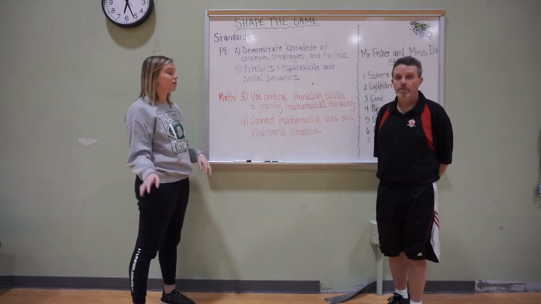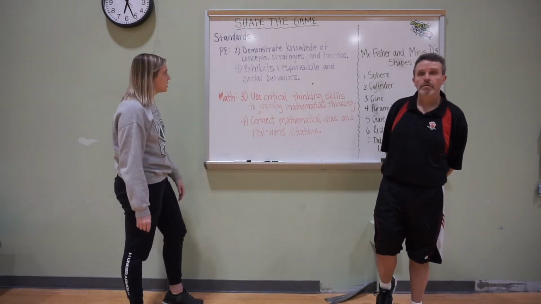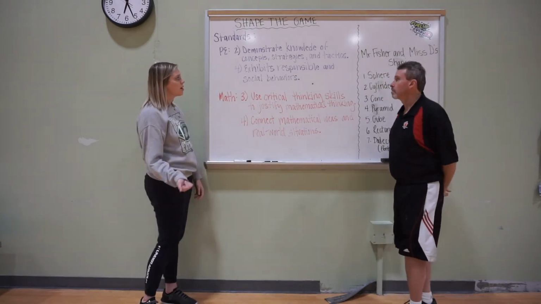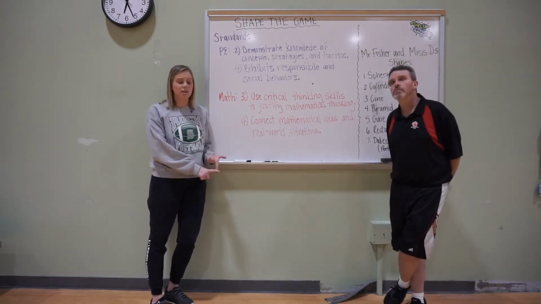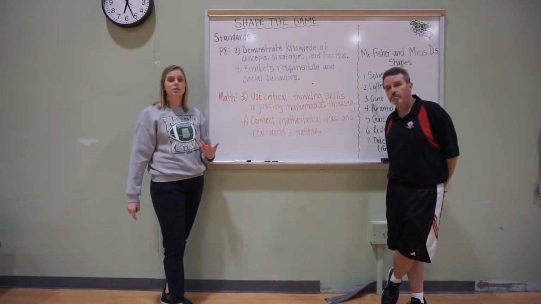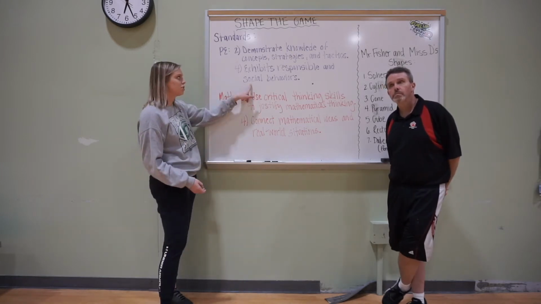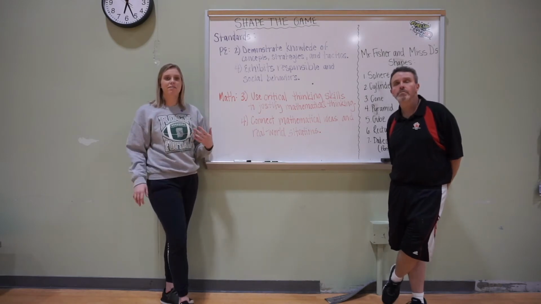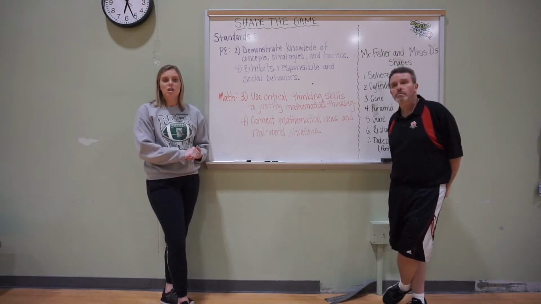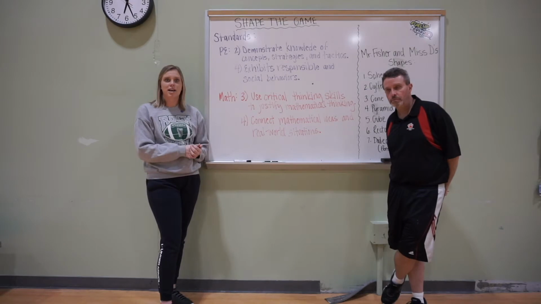We'll demonstrate later though. Then we have standard 4, which is exhibits responsible and social behavior. So this means that you are keeping yourself safe, you are being respectful. If you're working with others, that means you're showing social behaviors and you're being positive, you're having great sportsmanship. Okay? Those are different things that would fall under that standard.